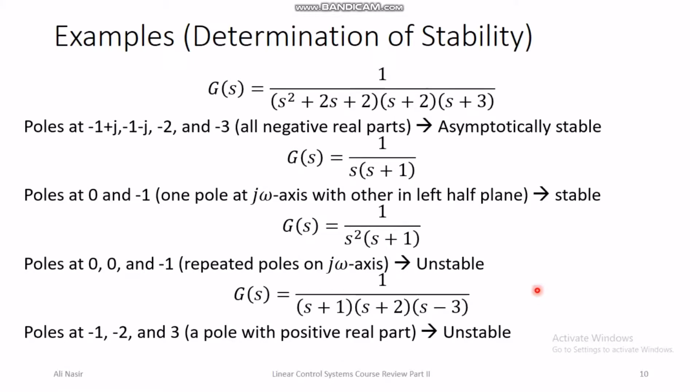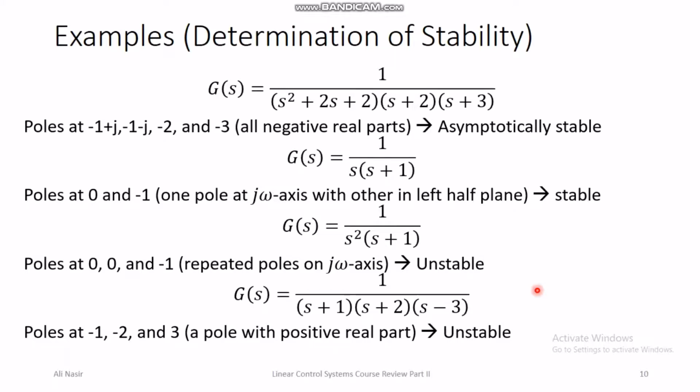And in case of state space, you determine the eigenvalues of the A matrix, which are the same as the poles of the transfer function. If the eigenvalues have a negative real part, the system is asymptotically stable, and the same rules apply to the eigenvalues as apply to the poles. When you convert a transfer function into state space, the poles of the transfer function become the eigenvalues of the A matrix, and similarly when you convert state space into a transfer function, the eigenvalues of the A matrix become the poles of the transfer function.